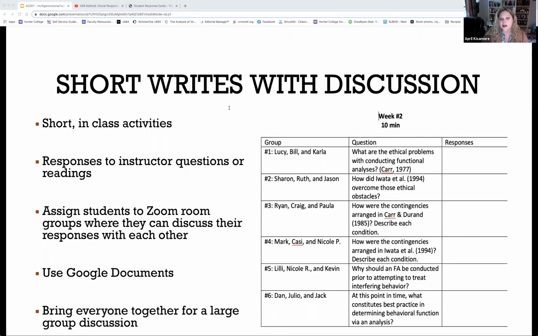However, here, oftentimes what I tend to do is I go ahead and put my students in Zoom breakout room groups. I give an assigned question or an assigned topic to each of those groups. They talk about it.